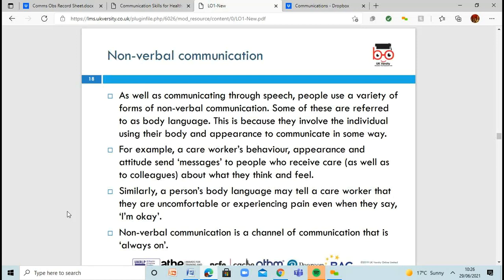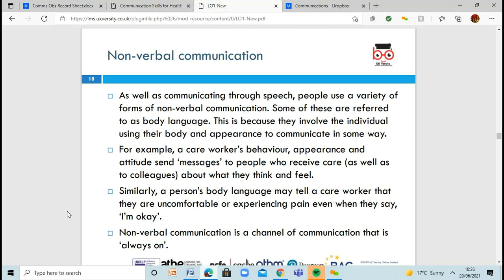Then we've got non-verbal communication. So these are things like what we just call body language. It can be what you physically do, so meeting someone's eyes or smiling at them, or smirking or frowning, any of those things. But it can also be the way you look. So it can be your appearance.